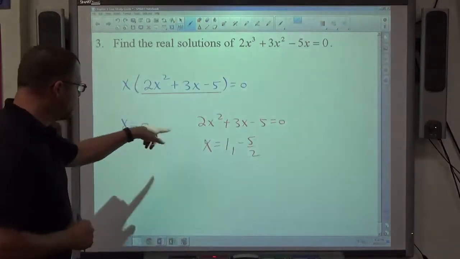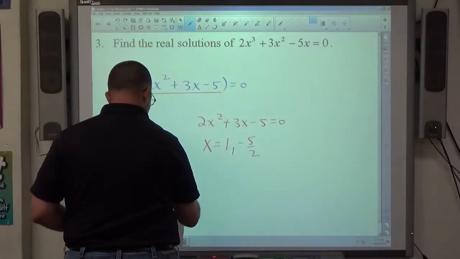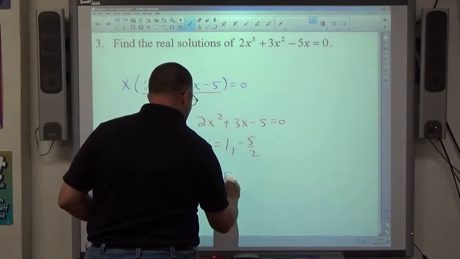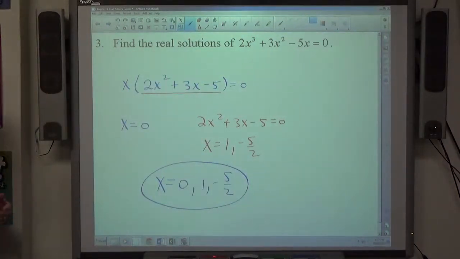And just like that, 0, 1, and negative 5 halves would have to be our answers. So we just write those down. So x equals 0, 1, negative 5 halves. For this entire test, if an answer should happen multiple times, make sure you do a multiplicity on the answer. In this case, all the answers happen one time only.